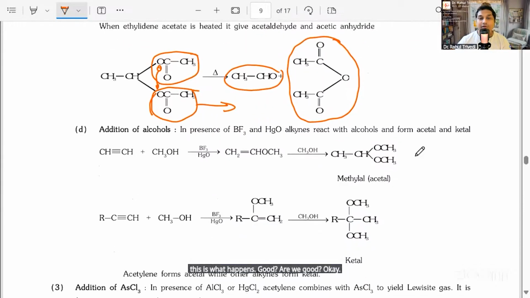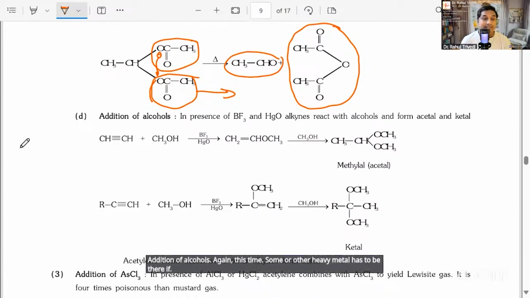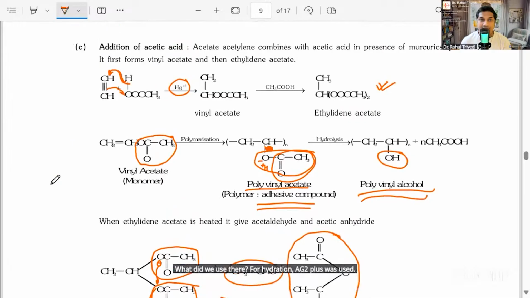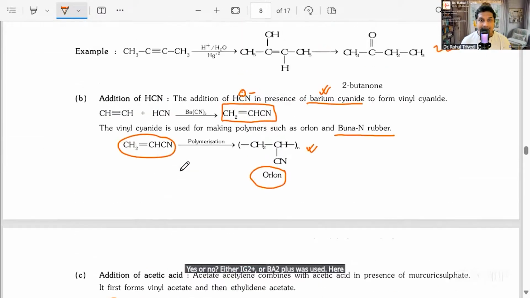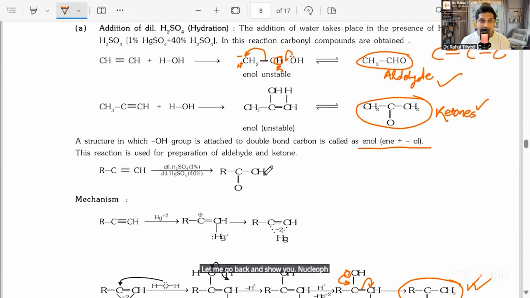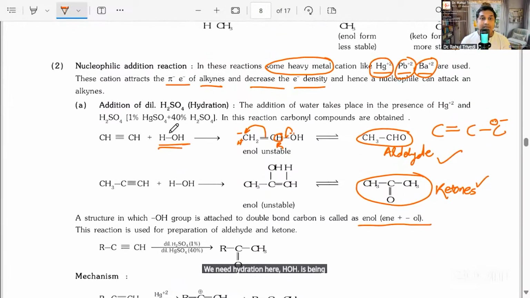Addition of alcohols. Again, this time some heavy metal has to be there. See, it's like this. You're adding water. That is hydration. What did we use there for hydration? Hg2+ was used. Yes or no? Either Hg2+ or Ba2+ was used. Here we did hydration. Let me go back and show you. Nucleophilic addition of water. Yes or no? We did hydration here. HOH is being added. We used what? HgSO4, at least 1%.